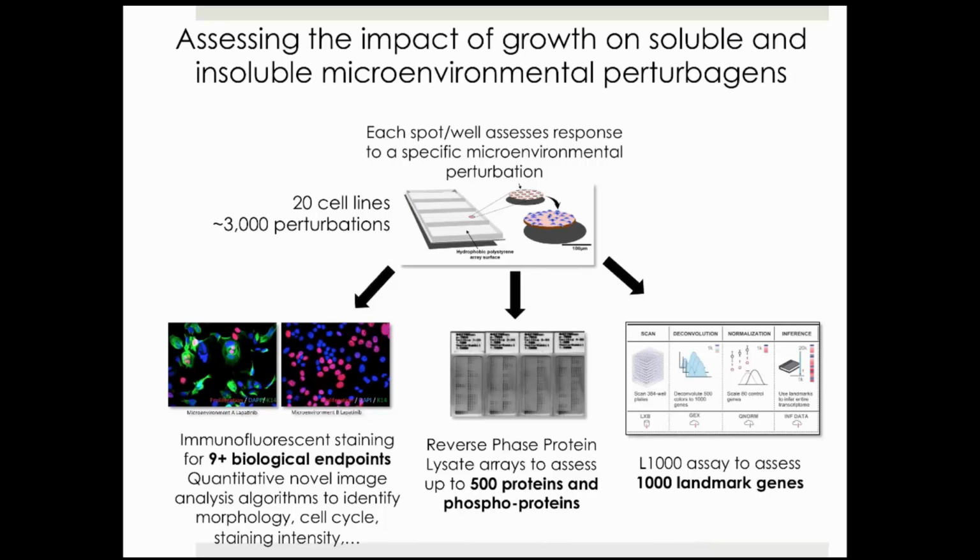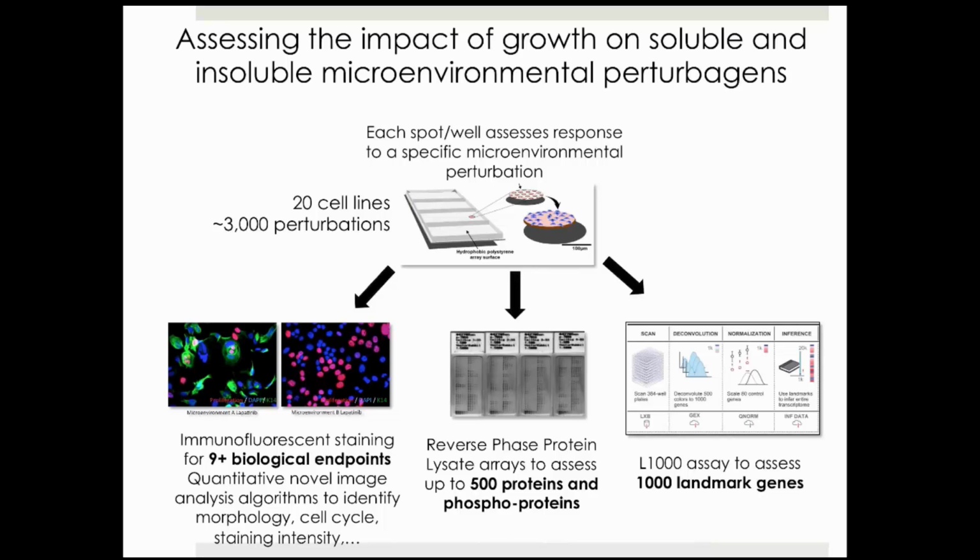We spot those down on slides, wash cells over so they bind only to those spots, and then using an immunofluorescent imaging-based assay, we can assess about 9 different biological endpoints, where these endpoints are surrogates of differentiation, senescence, and so on.